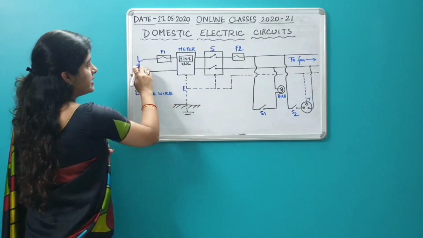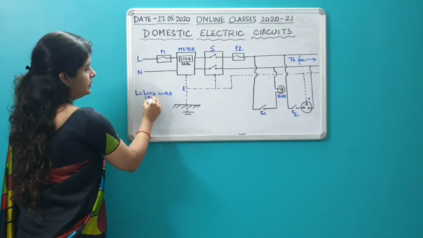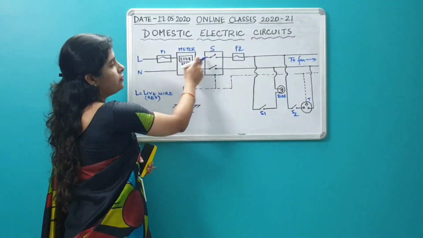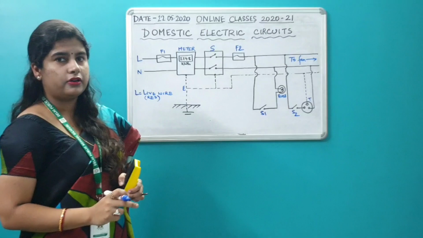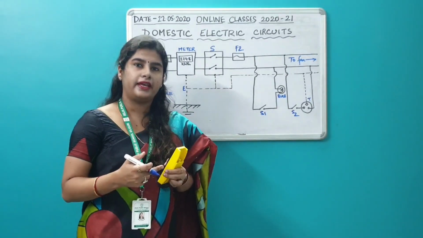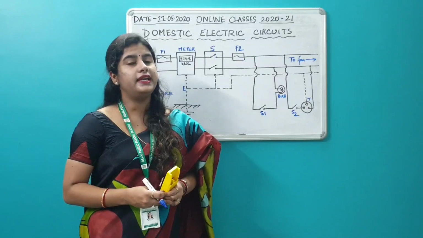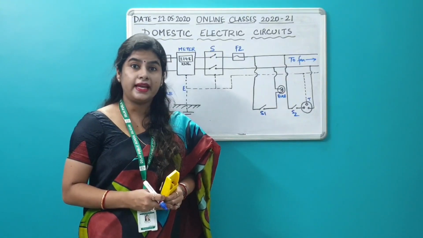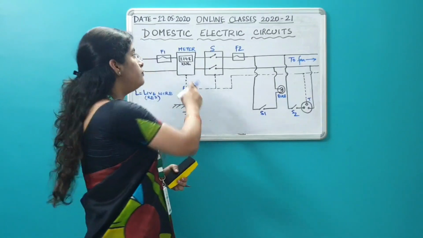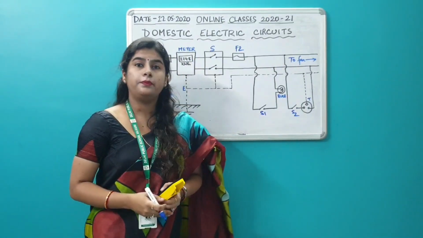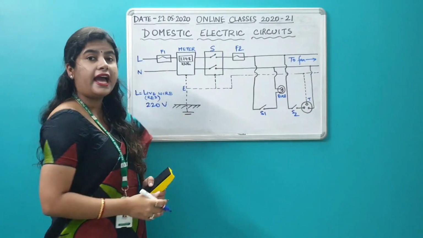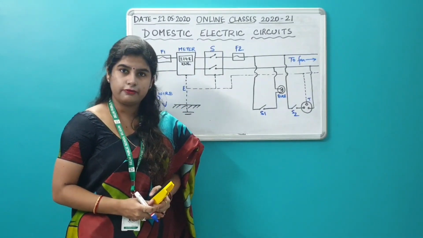The live wire is actually red in color. Once it enters the houses, the plastic covering, the insulation, is red in color, so that we can make out which wire is for what purpose. This live wire has a very high potential of 220 volt.